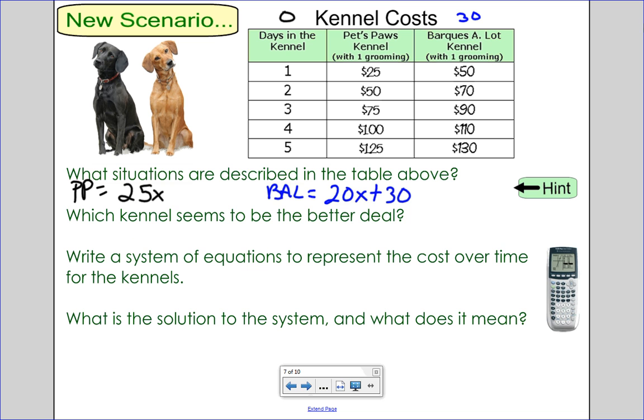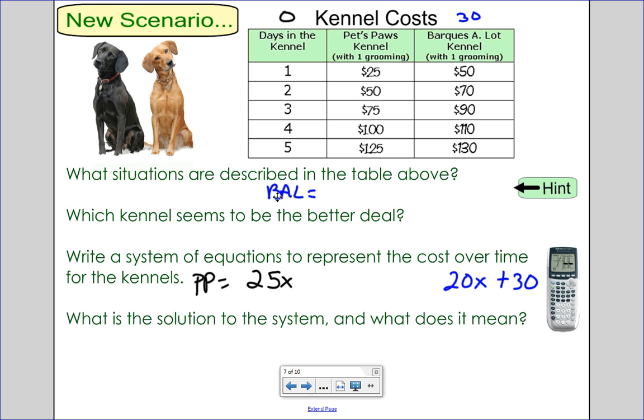Oh, I guess I should have written those down there. Sorry. Let's see. Come down there. Oh, I didn't know I was going to break it all up.